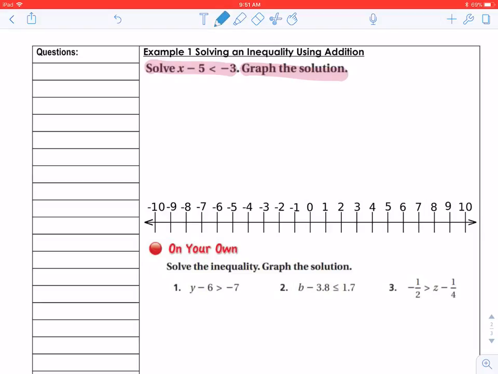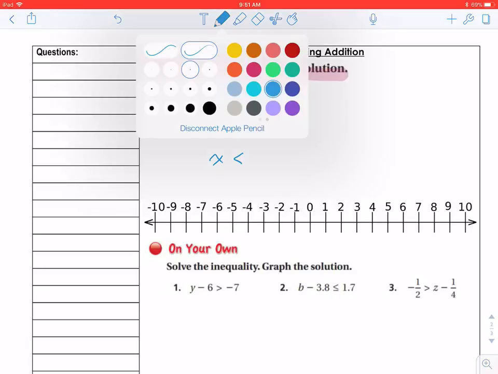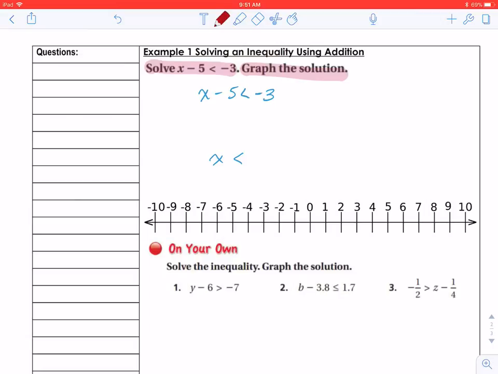So I need to solve x minus 5 is less than negative 3. What does it mean to solve an inequality? What that means is that I want to get this x by itself, just like I would do in an equation. I want to get the x by itself, and then I already drew out the symbol because the symbol is not going to change. The only things that are going to change are what's on both sides.